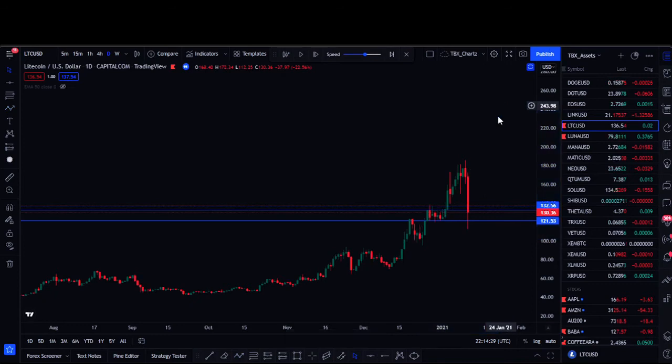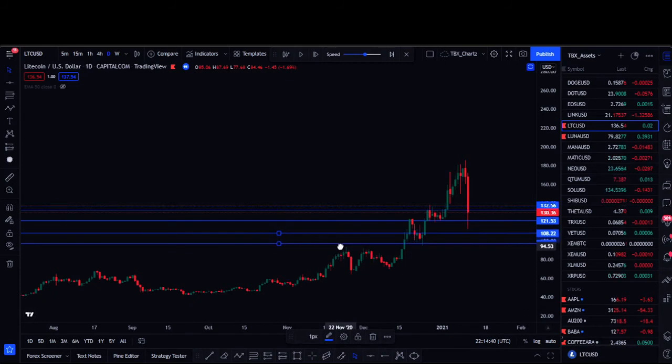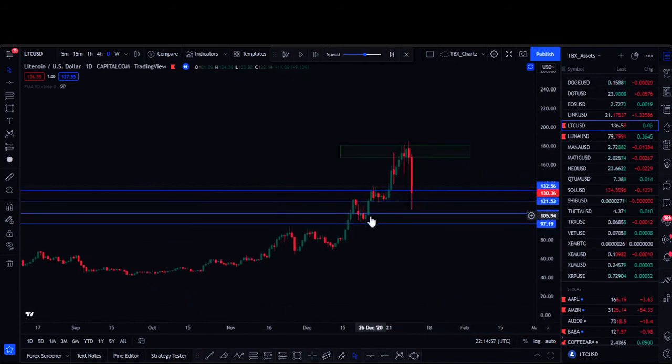So I'm not expecting price to come down to this zone. But the fact is that I'm still going to draw my support and resistance zone, and the last thing I'm going to draw here is... I'm not expecting price to get back to this place because this is an uptrend.